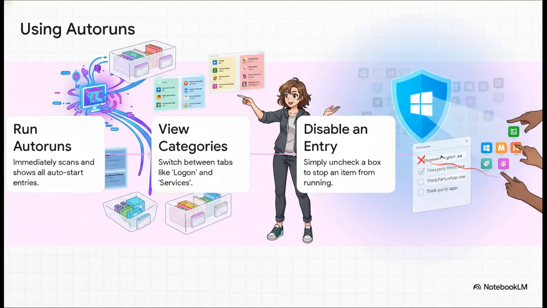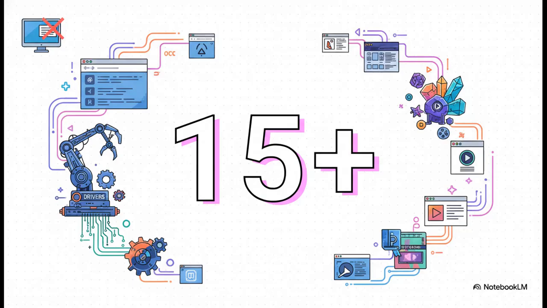And the crazy part is, using it is surprisingly simple. You just run it, and bam, everything is laid out for you in these nice, neat tabs. You see something you don't recognize or that looks a little fishy, you just uncheck a box to disable it. And my personal favorite feature is filtering out all the trusted Microsoft entries. It just instantly clears away the noise so you can focus on everything else that's been installed on your system. And when we say comprehensive, we really, really mean it. Autoruns scans more than 15 different categories of auto-start locations. This goes way beyond what you'd ever see in the normal Task Manager. It's looking into everything from browser add-ons to drivers to codecs, the whole shebang.